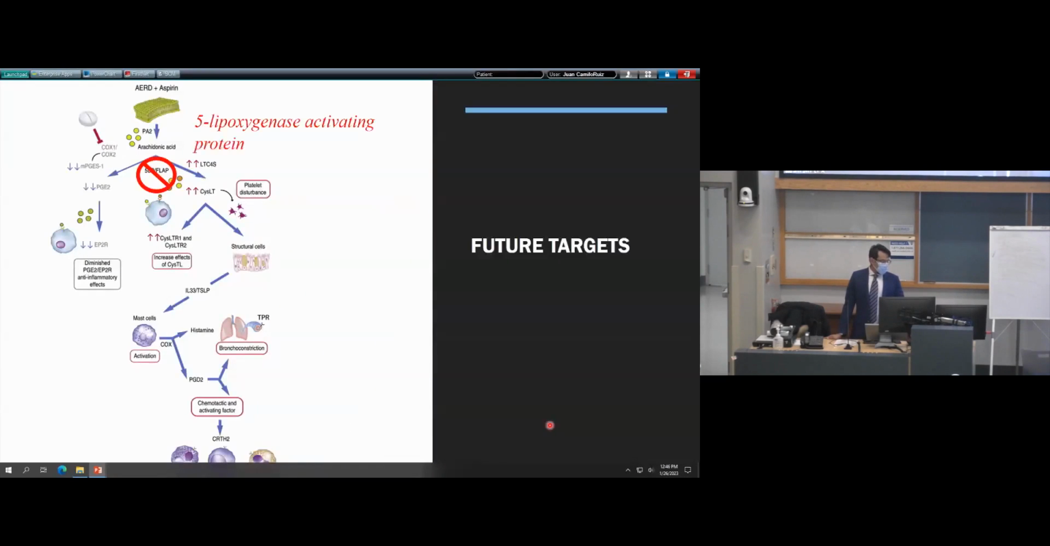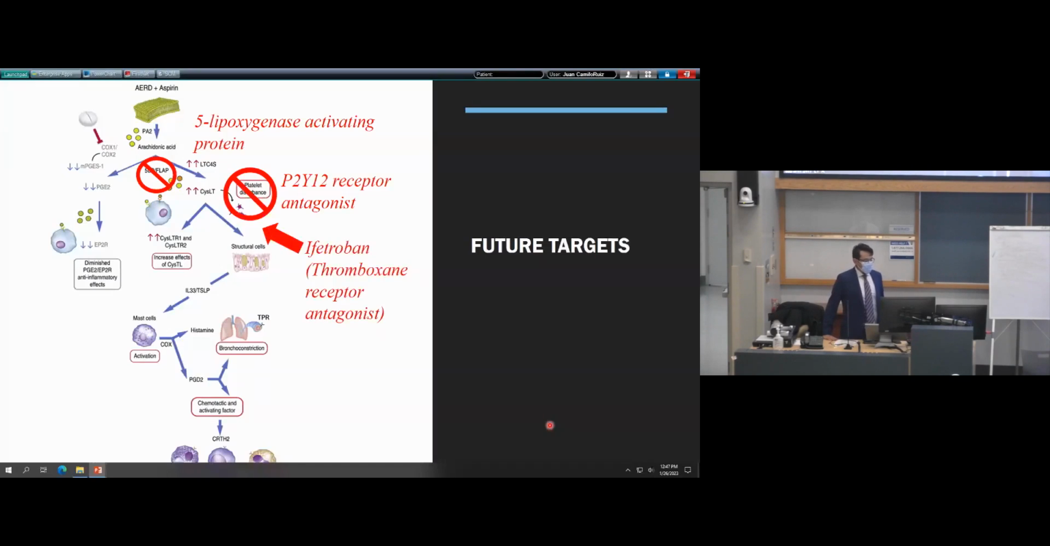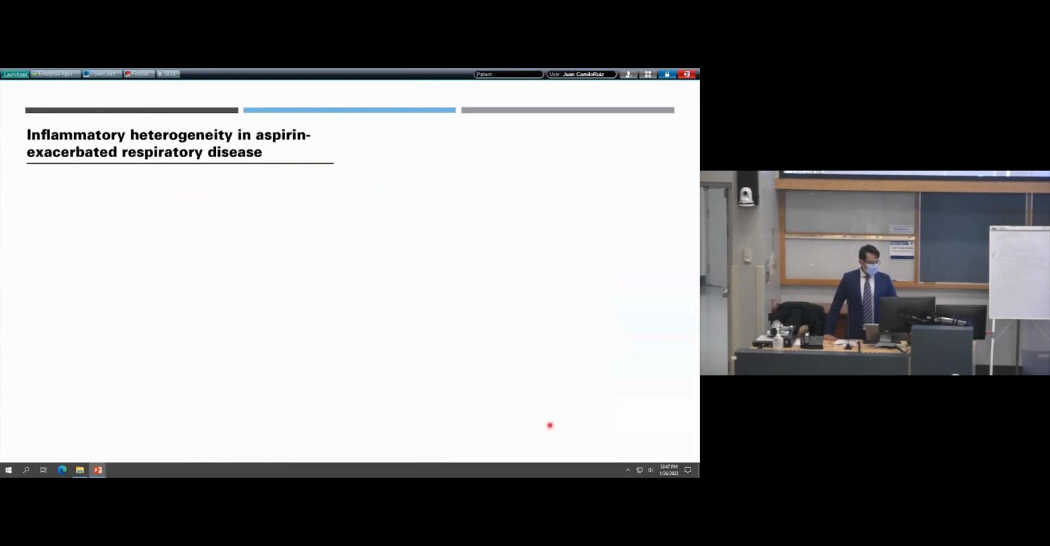So these are some of the targets that have been selected. There's some papers that have shown improvement in some 5-LO activating proteins. The platelets, there was a study with prasugrel, a platelet blocker, that actually showed improvement in a subset of patients. Again, not everyone responded to that. And they just finished a study on ifetroban, which is a thromboxane receptor antagonist, again, targeting those platelets. And then the platelets, perfect.